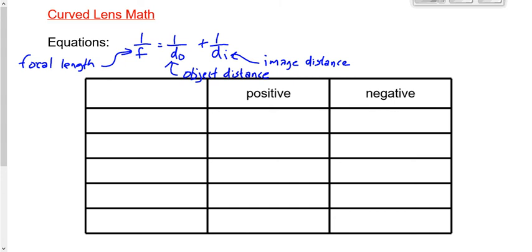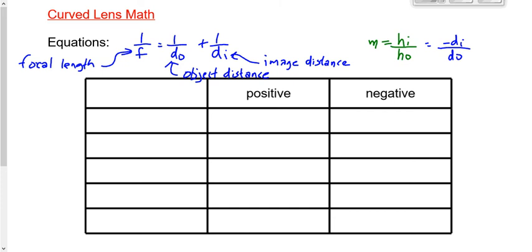Okay, that's one equation. Some of you are starting to panic a little bit right now because there are fractions involved there. Don't worry about that. I got a little trick for you so you don't have to deal with fractions too much. The other equation says this: m is equal to hi over ho, and that's equal to negative di over do. I'm color coding these. You'll see why in just a moment.